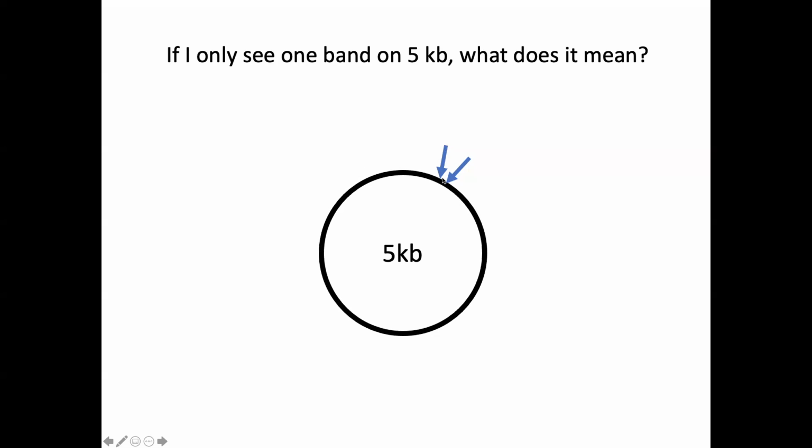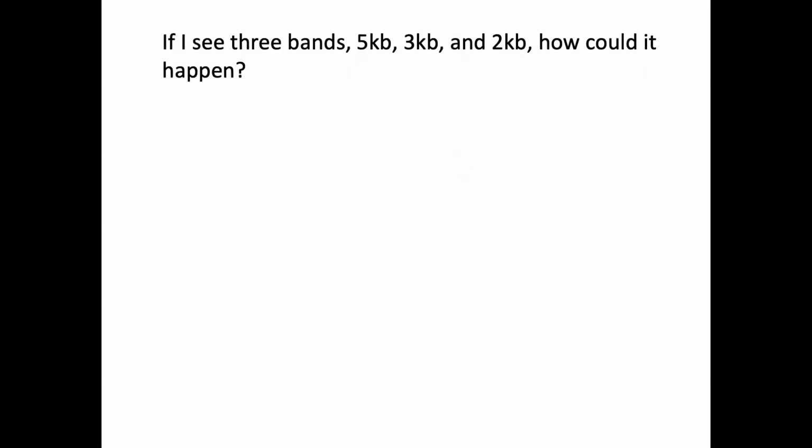Of course, it can be caused by, say, the buffer condition is not correct, and your enzyme does not cut at all, or you barely incubate for enough time. Those are all the possibilities, but in this case, we don't talk about the non-efficient cutting, okay? Then how about this situation? If I see 3 bands, 5 kb, 3 kb, and 2 kb, how could it happen? This is a little bit tricky.